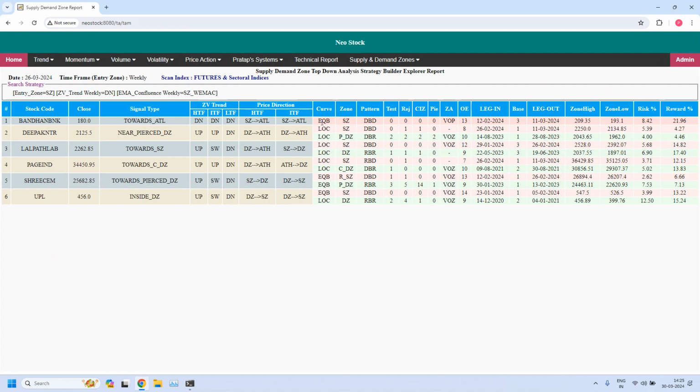See here, do you know what is the meaning of this dark color? Dark red color. Compared to the normal supply zones red color, this zone is having dark red color. That means it is an all-time low supply zone. Previously we saw that dark green color means all-time high demand zone. Exactly the same way, dark red color indicates it is an all-time low supply zone. Okay, this is about EMA confluence, how we filtered the stocks based on EMA confluence.